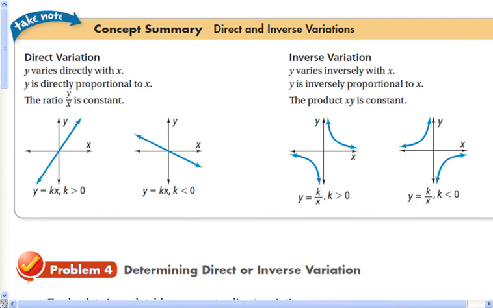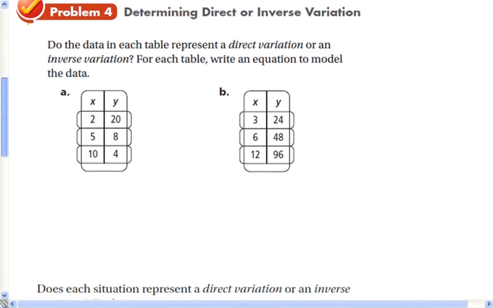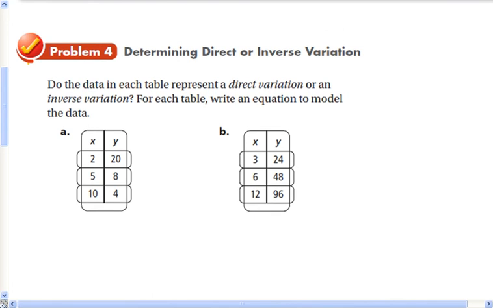All right, for concept summary, to recognize direct and inverse variations. For a direct variation, y is directly proportional to x, y varies directly with x, and we're going to have a constant ratio. For inverse variation, y is inversely proportional to x. The product of x times y is a constant in this case. So what we want to do is look at the ratios to determine whether it's inverse variation or direct variation. Look at the ratios and the products.